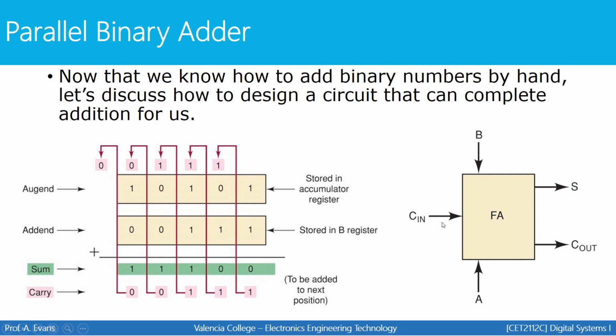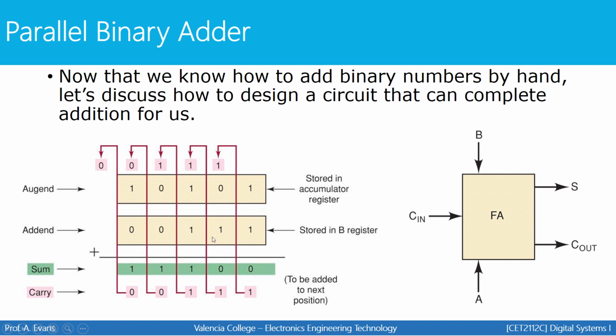On the right is a block diagram of the full adder, FA for short. When we think about what the full adder has to do, we want the full adder to take an input A, input B, and add them together, and then give us a sum, and then give us a carry. We also need the full adder to reflect what if I had a carry coming in from somewhere else that I would also need to consider.